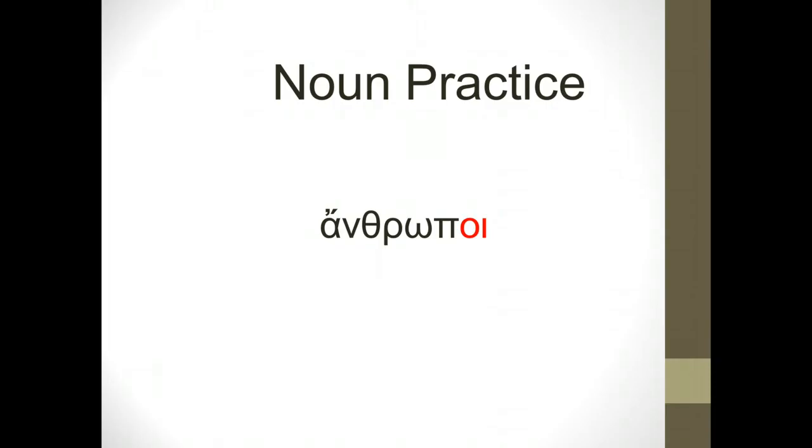Now let's take a look at anthropoi. Again, the same noun, but notice all we've done is remove the omicron sigma ending that was already on there, and now we've put on an omicron iota. Again, looking at our paradigm, we look around and find the omicron iota ending, the oi ending, and we see that that is our masculine plural nominative ending. So we now know that this should be translated as men.